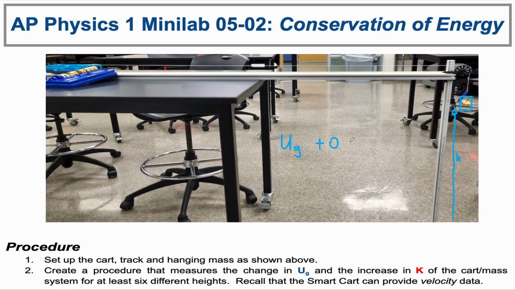And then what's the final energy of the system? Well, it's all going to be kinetic. Is it the kinetic energy of the hanging mass or the car? The answer is it's actually both of them. And so we'll take the final velocity of the cart to figure that out. As this thing's moving, the velocity is going to increase and increase and increase. You want the maximum velocity of the cart. That'll be the maximum velocity of the hanging mass just before it hits the floor.